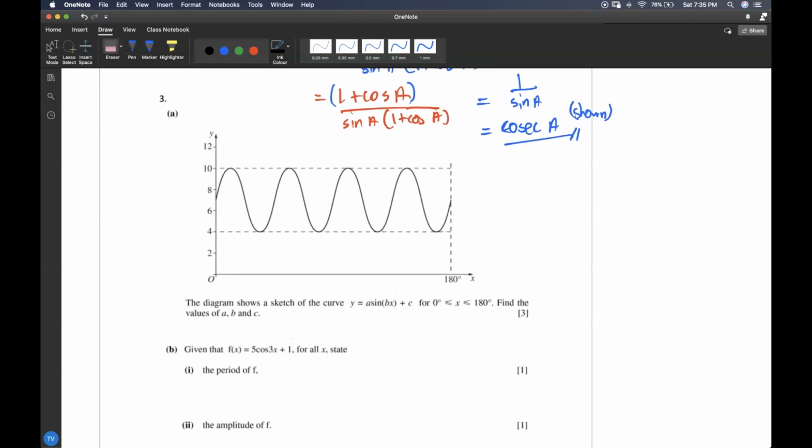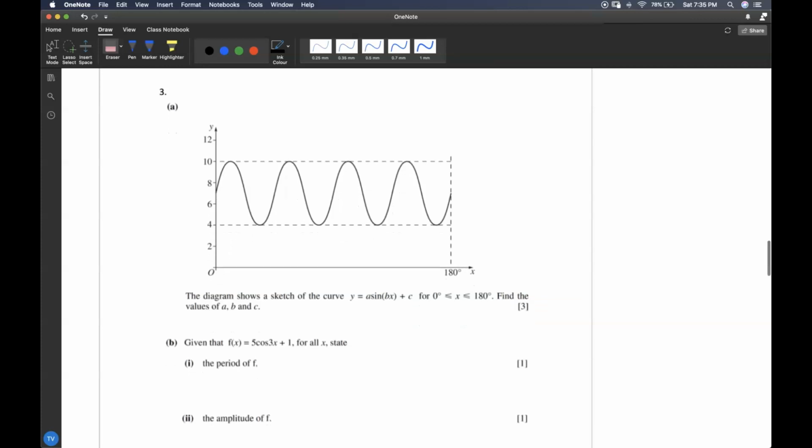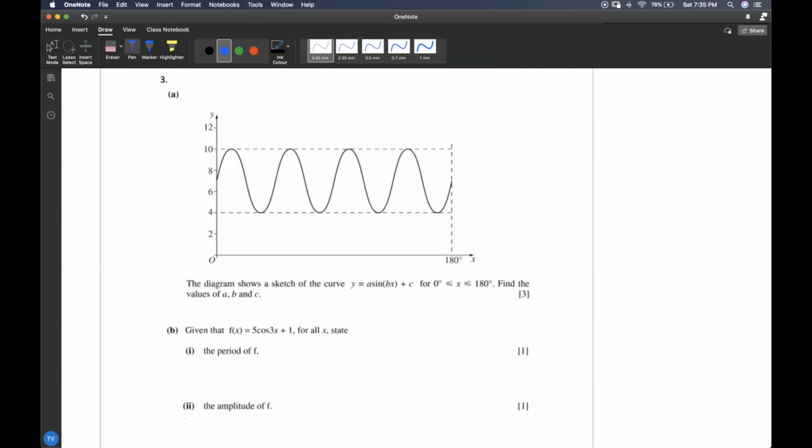I'm going to erase some of this to give me a bit more white space. Alright, so let's start. This question is quite simple if you actually know your basics well. The diagram shows a sketch of a curve which is y equals a sine bx plus c for 0 degrees to 180 degrees. So you are supposed to find a, b, and c, the values that are supposed to be for a, b, and c.